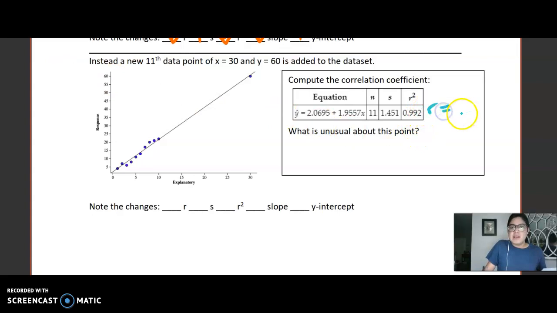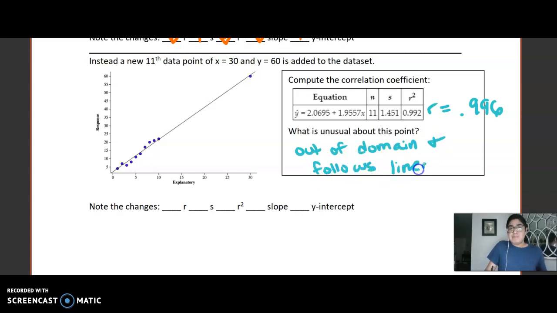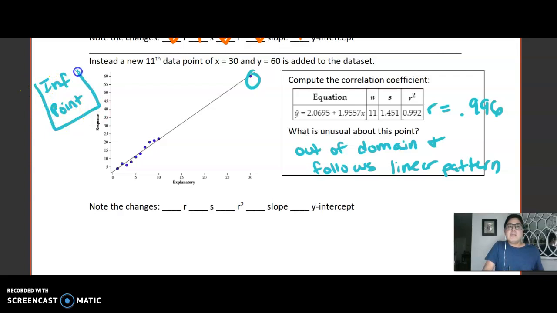All right. So here we've got positive 0.996, increased from our original 0.9823. What is unusual about this point? Well, first off, it's out of our domain, but it follows that linear pattern. And I would say pretty dramatically, like you see it's way out there and it's increased our coefficient of determination and our correlation coefficient. So this here is what we call an influential point. And using our model to predict such a point, this is also an example of extrapolation.